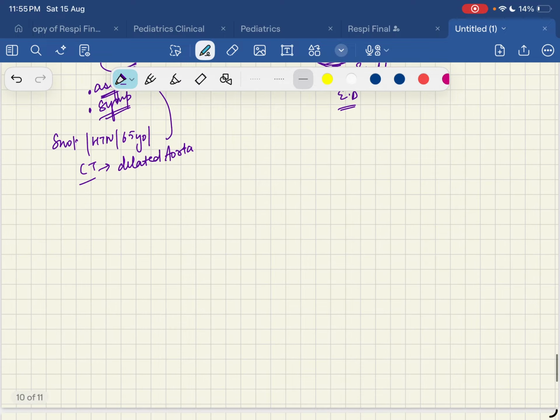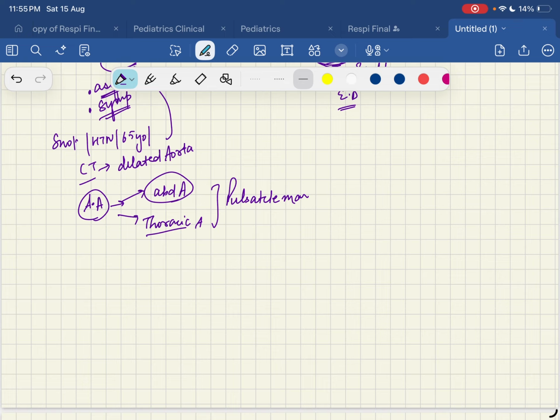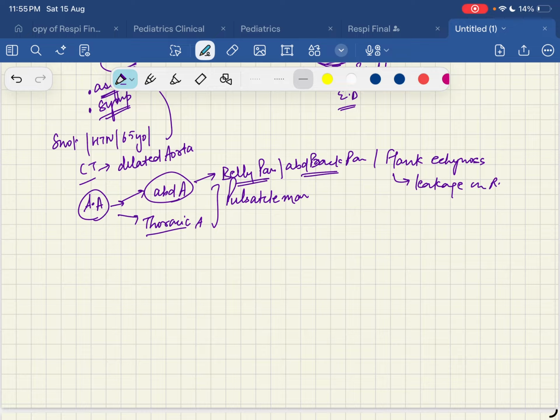So let's just take a look at the aortic aneurysm. An aortic aneurysm can be in the abdominal aorta or it can be in the thoracic aorta. So it presents with similar features. There is going to be a pulsatile mass. This is going to be in the abdomen, and it can lead to belly pain or abdominal back pain. In such cases we can also see some discoloration of the skin, which is called flank ecchymosis, due to some leakage of blood in the retroperitoneum.